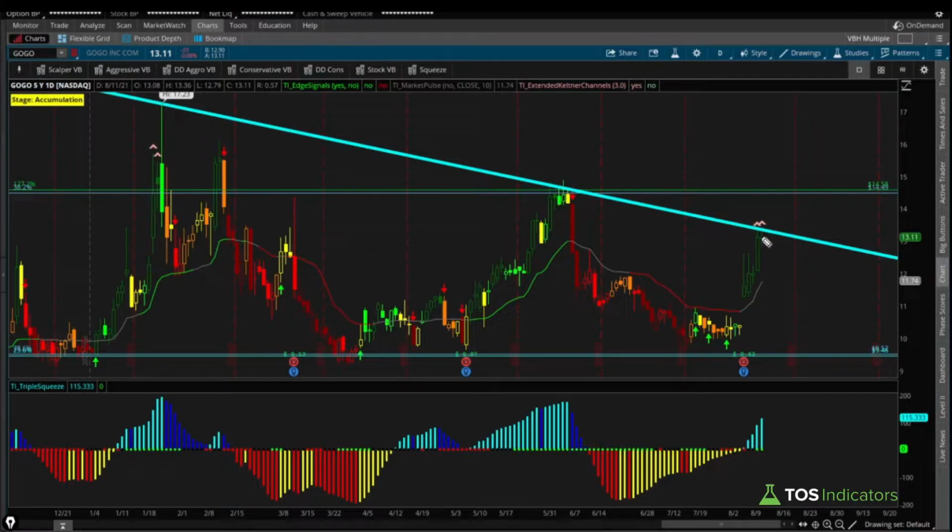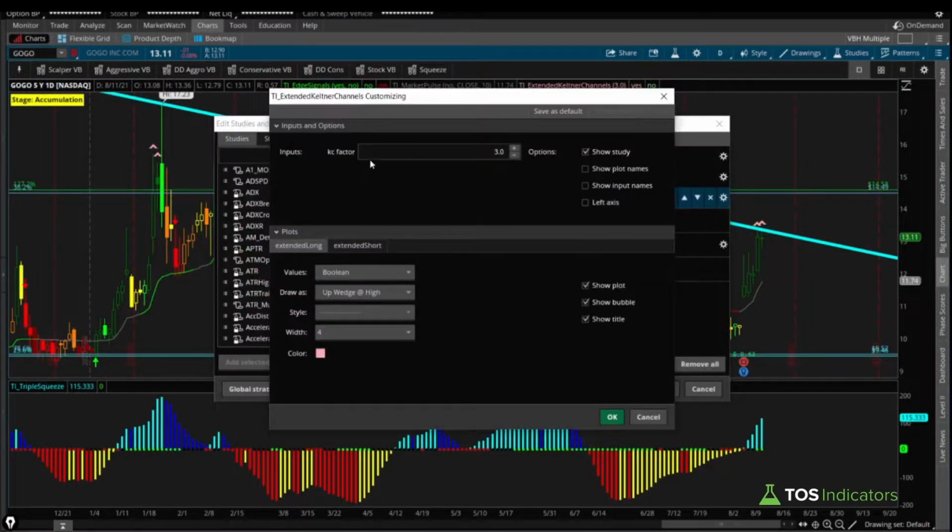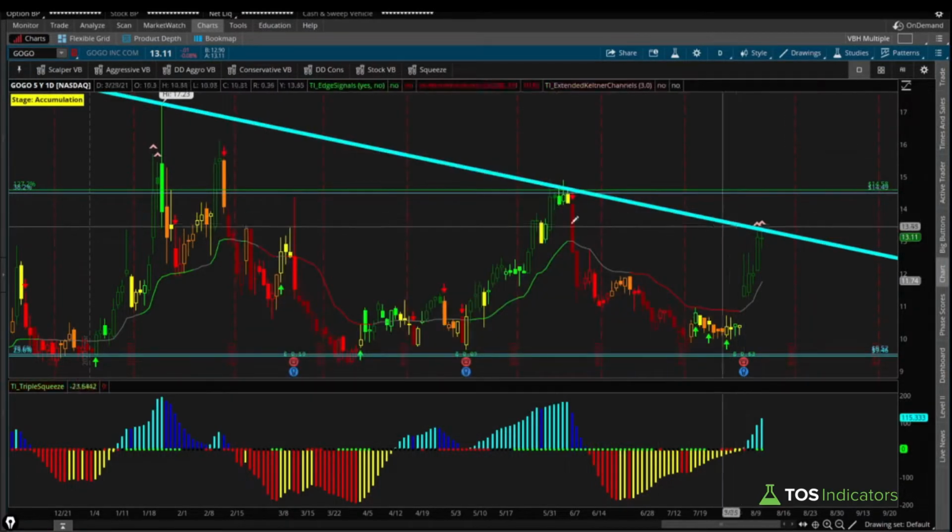Now, bearish reason number two is the fact that while we're hitting that, we're also in overextended territory dictated by the 3-period Keltner channels. The way that's being calculated is the Extended Keltner Channels indicator. This is a free indicator set to a KC factor of 3.0, which is signaling to us that we're officially in overbought territory. So that's bearish reason number two.